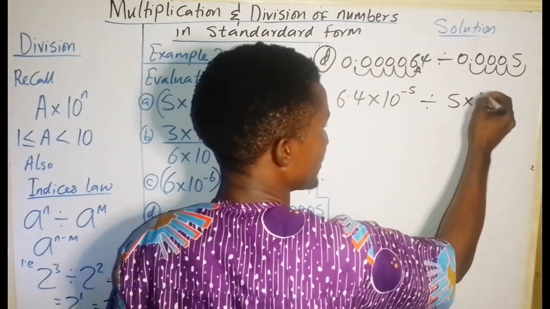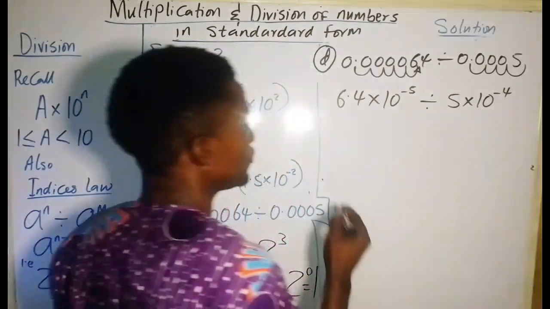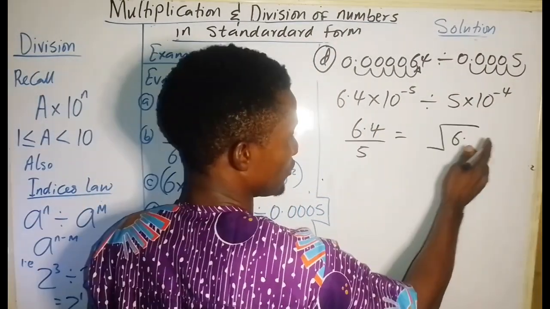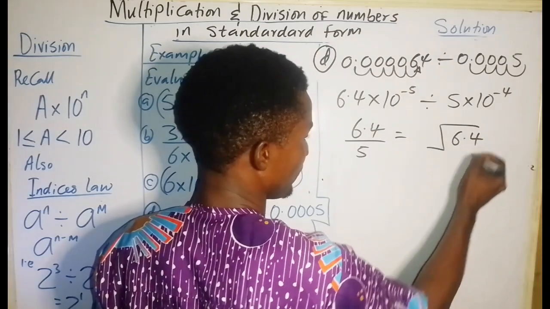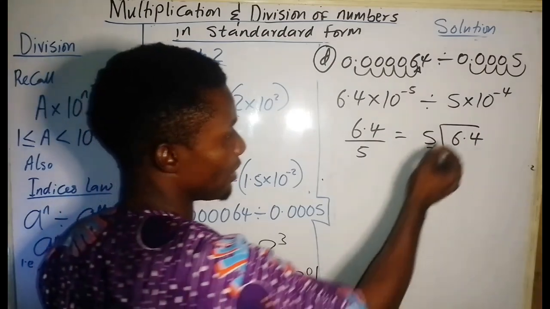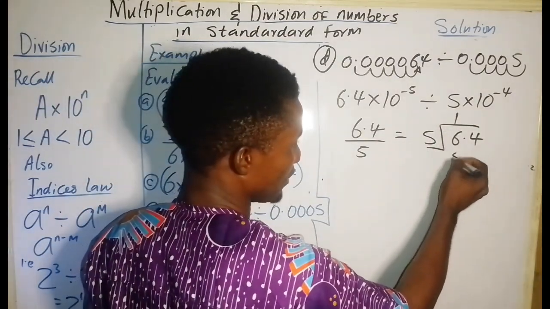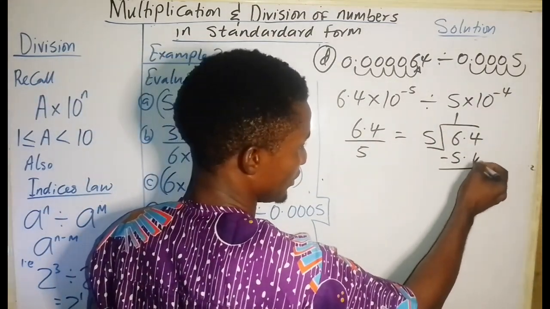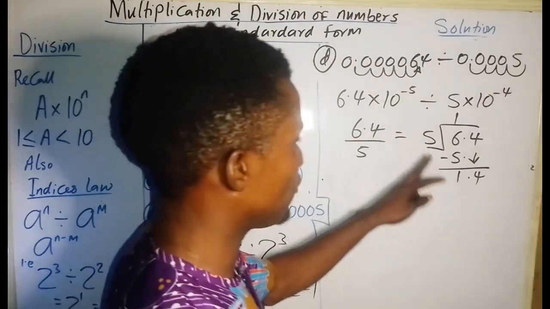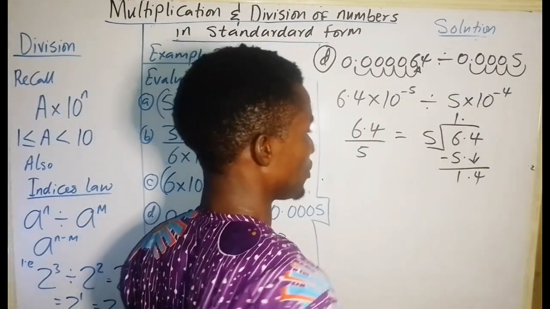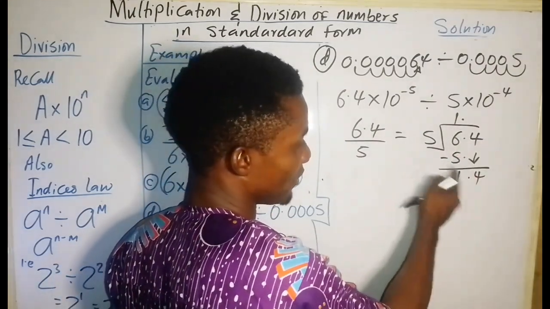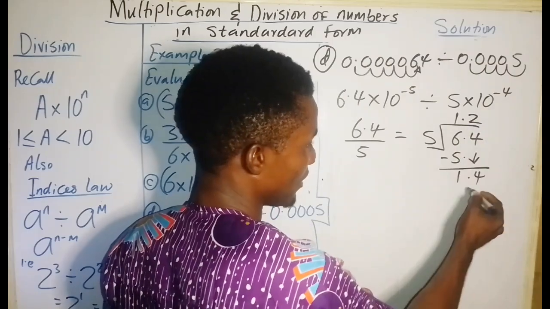This will be 5 times 10 raised power minus 4. So we have 6.4 divided by 5. So 5 can go in 6 how many times? It can go 1 time. We have 1. 1 times 5 will give us 5. Once you bring this down, 4, 1. Can 5 go in 1? No, it's not possible. You put your point here, you add the 4 to it. 5 can go in 14 how many times? 2 times. 2 times 5, that's 10.